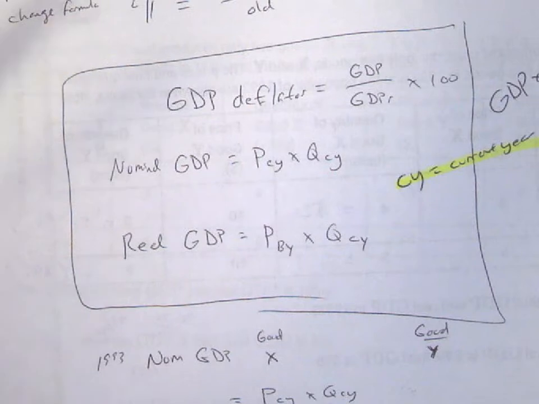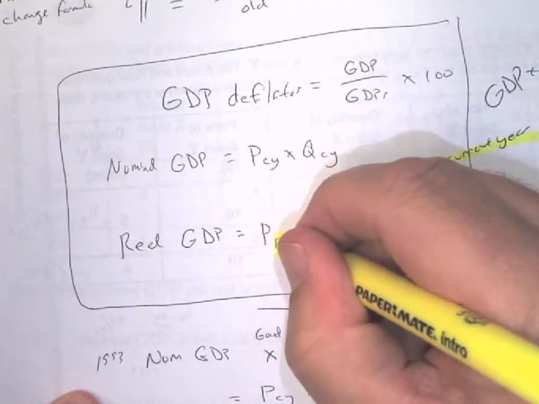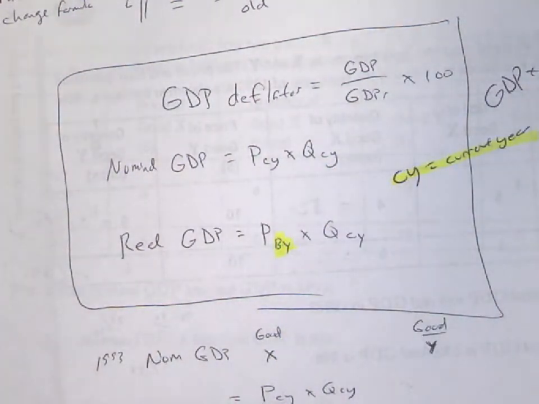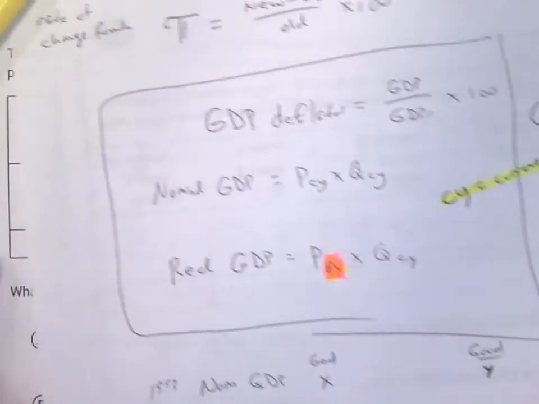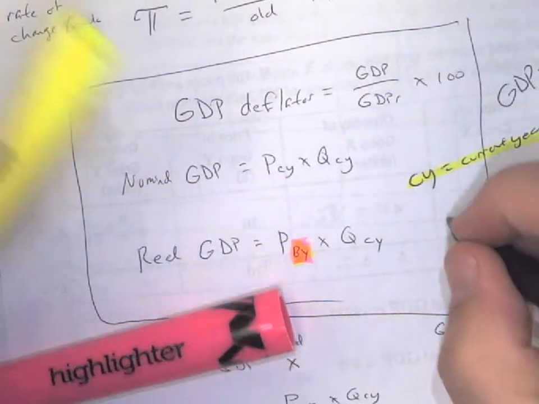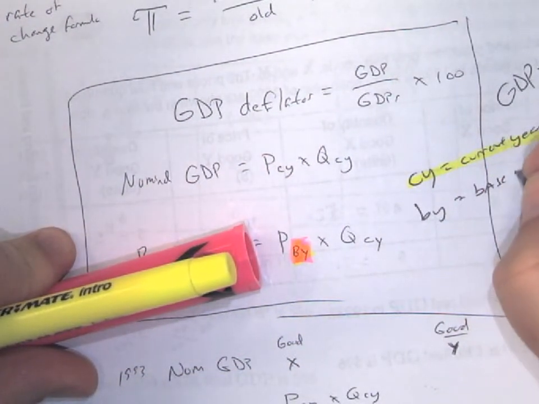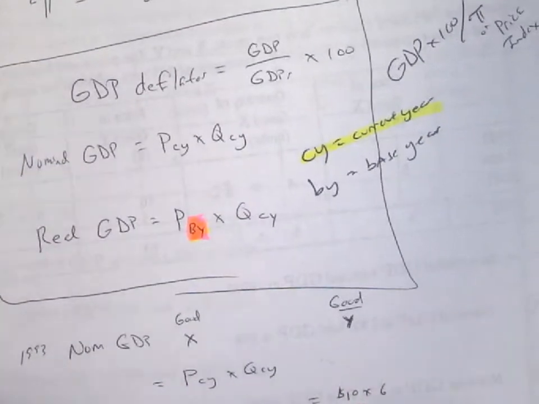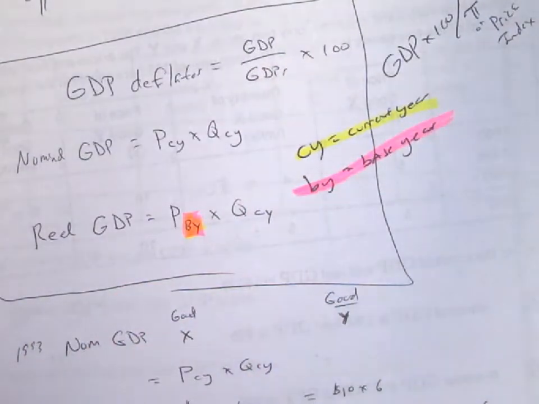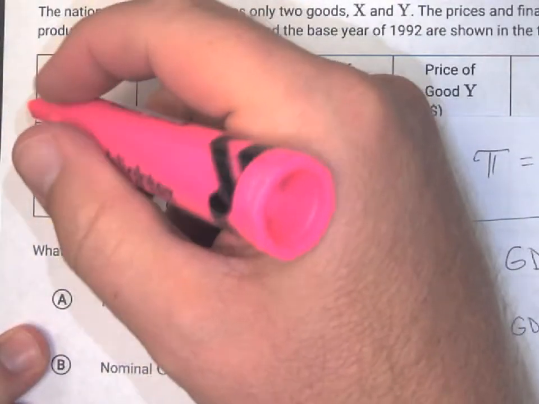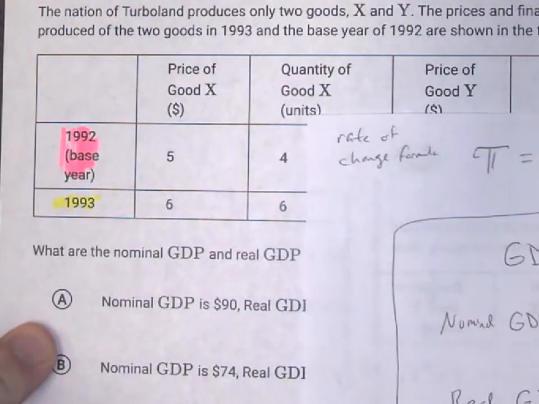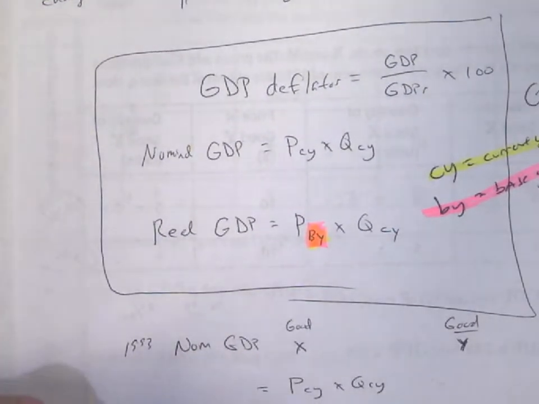So base year is going to be BY. I should use a different color. Let's do base year in pink. My daughter would be real happy about that. So BY is going to be the base year. I know that in this question, they tell us the base year, or year 1, year 0, whatever they say is the first year, is going to be 1992.